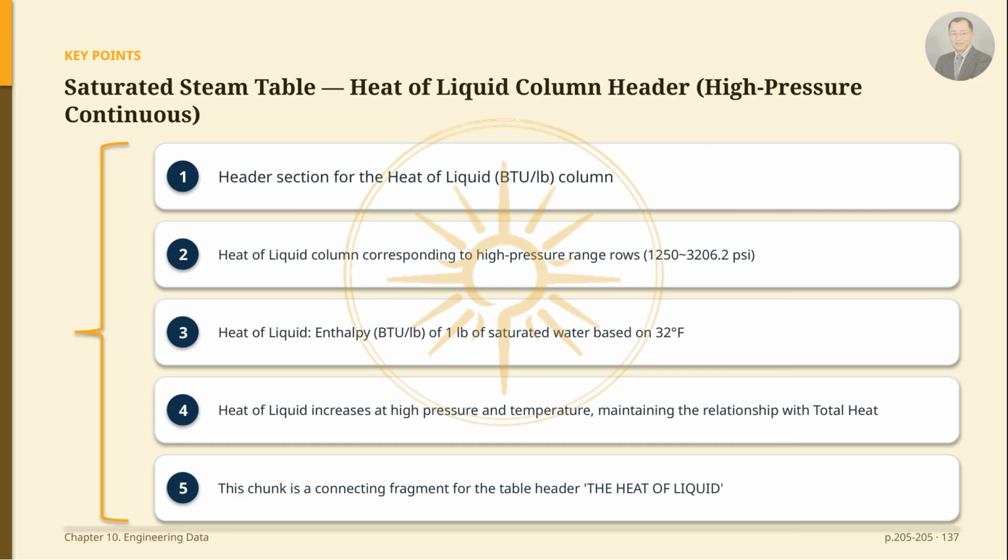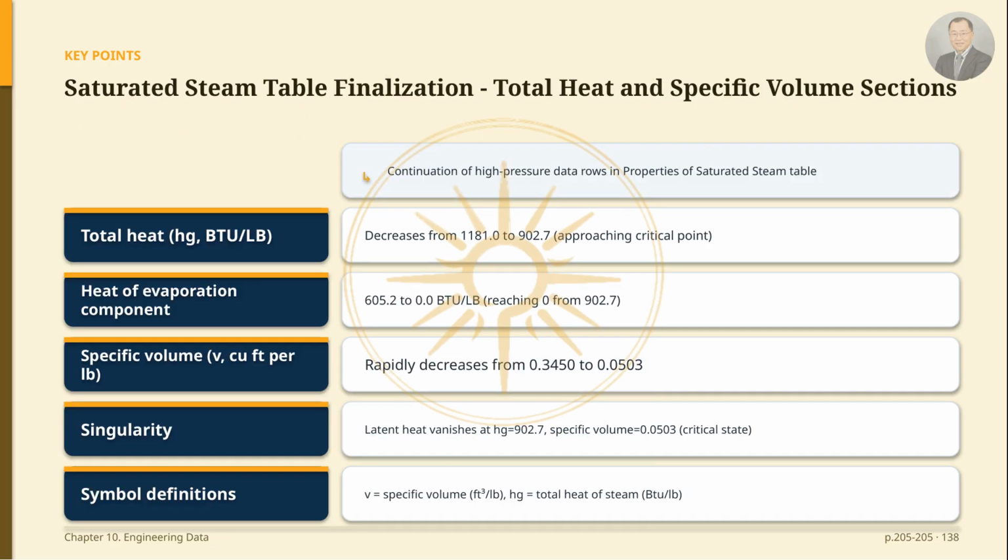This segment is a connecting part containing only the header, and the actual numerical rows are organized in the following segment. In this chunk, I'd like to introduce the final high-pressure section of the saturated steam properties table. This table shows how the properties of steam change as pressure increases through 3 values. First, the total heat of steam Hg in BTU per pound gradually decreases from 1181.0 down to 902.7. Second, the heat component corresponding to evaporation starts at 605.2 and eventually drops to 0.0.